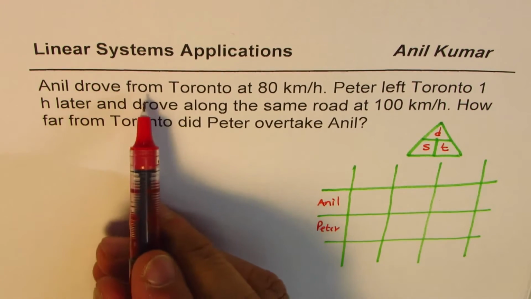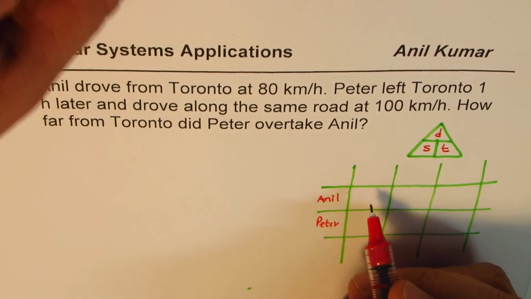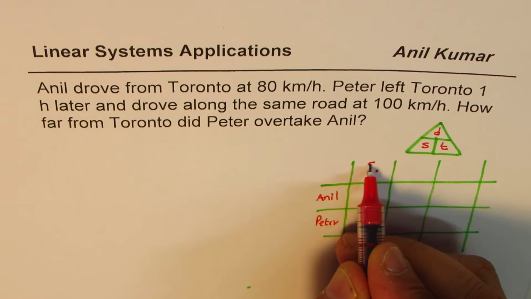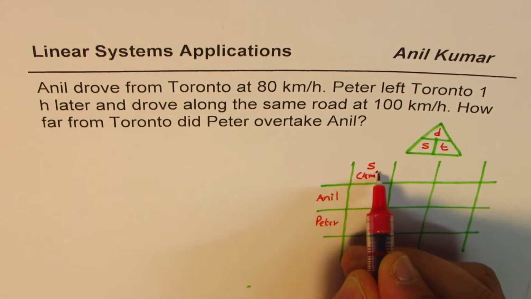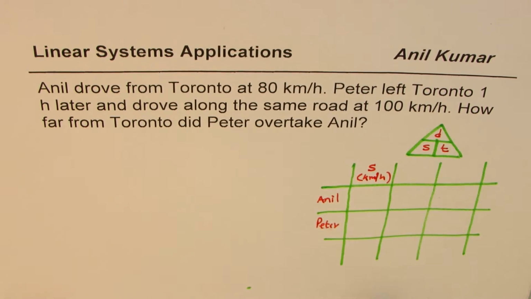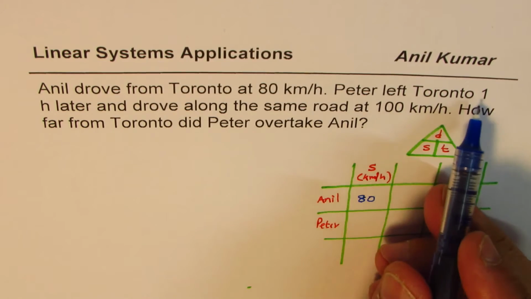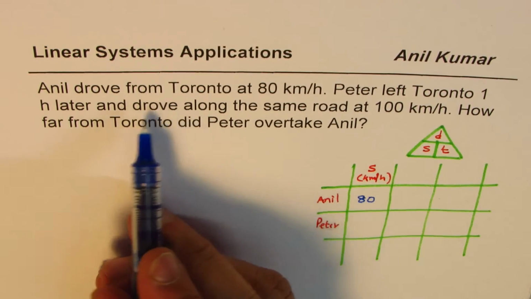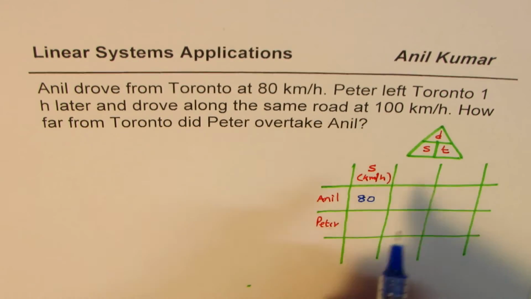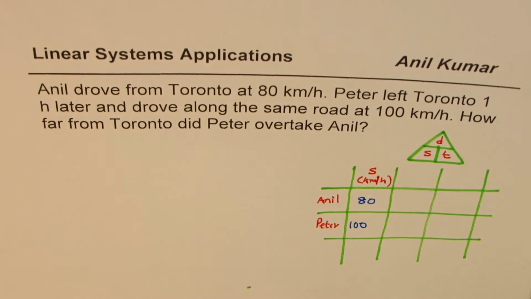It says Anil drove from Toronto at 80 kilometers per hour. So that is the speed, right? So we can write this as speed in kilometers per hour. And how much is that? 80 kilometers per hour. So it is 80. Peter left Toronto 1 hour later and drove along the same road at 100 kilometers per hour. So it is 100 kilometers per hour.